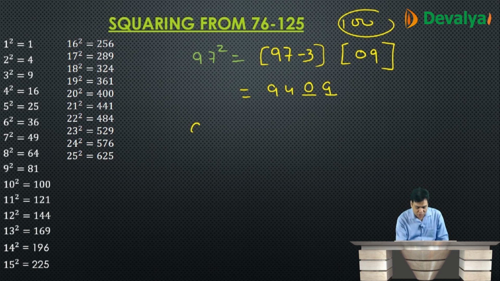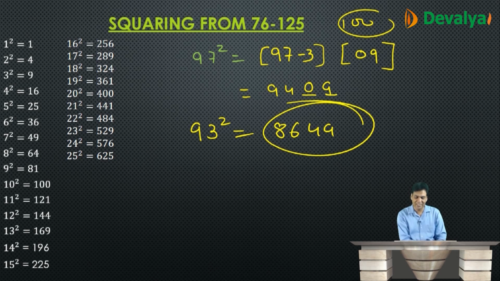So what would be the square of 93? 93 square would be 93 minus 7. Why? Because the difference between 93 and 100 is -7. So when I subtracted 7 from 93, I got 86. These are the first two digits. And what is the square of 7? The square of 7 would be 49. So my answer is 8649.